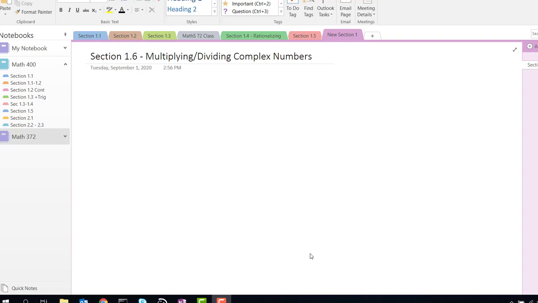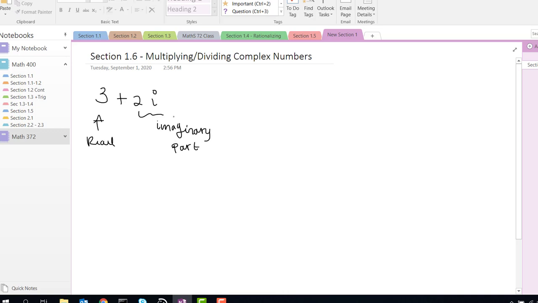Hi there. In this video, we'll continue the discussion of complex numbers. So just as a review, a complex number is a number of the form, say, 3 plus 2i, where 3 is the real part, so it comes from the real numbers, and 2i is the imaginary part because it has the i. And remember, i is equal to the square root of minus 1. So this is not a real number, so that's why we call it imaginary.